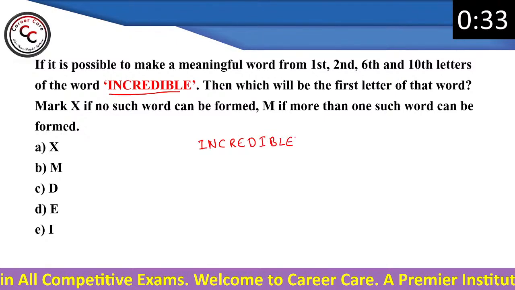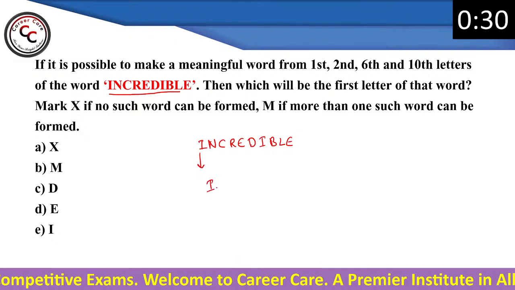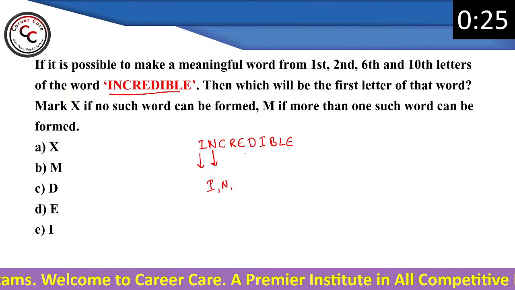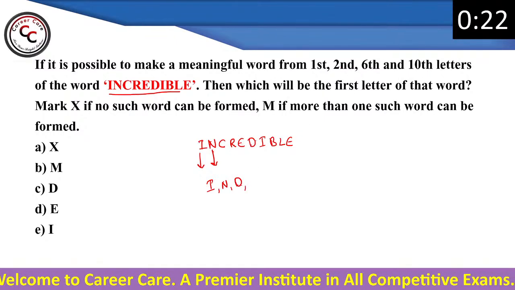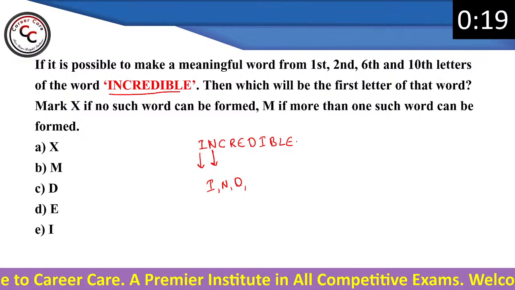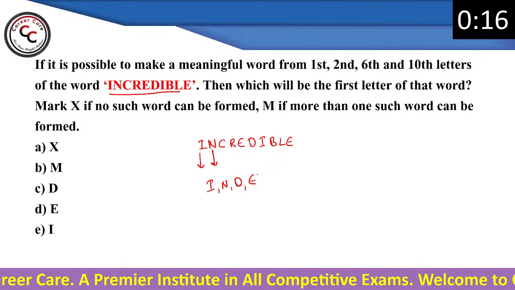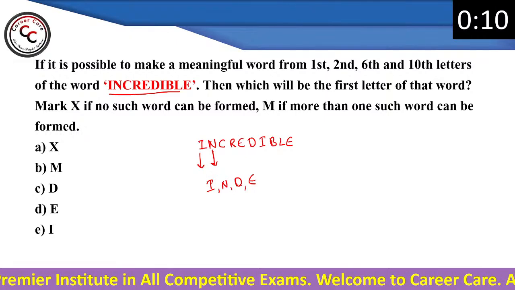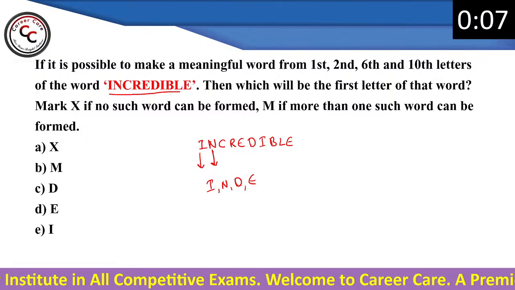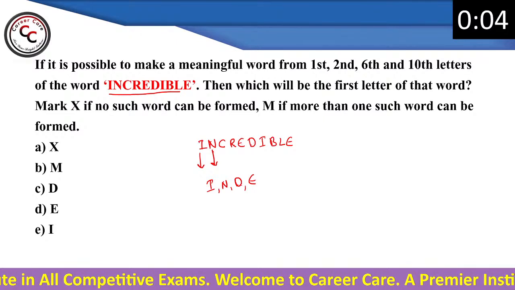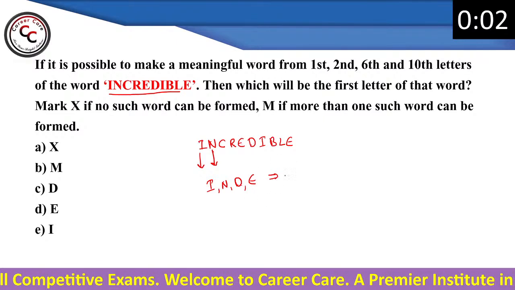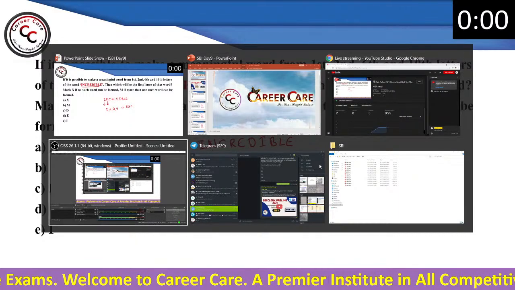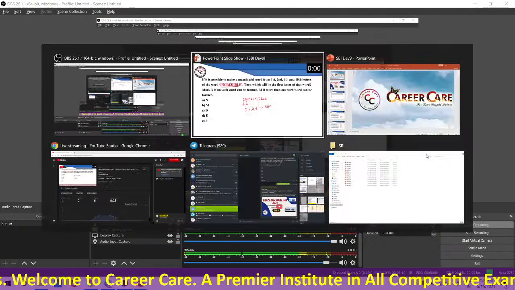I-N-C-R-E-D-I-B-L-E. Okay, so first I, second N, sixth 1 2 3 4 5 6 D, and 10th 1 2 3 4 5 6 7 8 9 10, right? So can we form any meaningful English word? Good evening, Balu. So can we form any meaningful English word with respect to these 4 letters, right? So I can say that by using these 4 letters we can go with respect to the keyword called dine, right? So dine will be our answer.